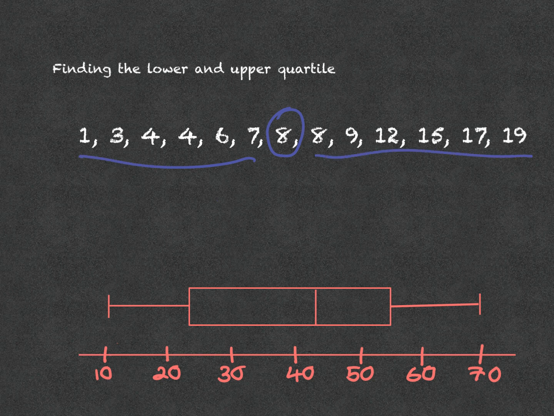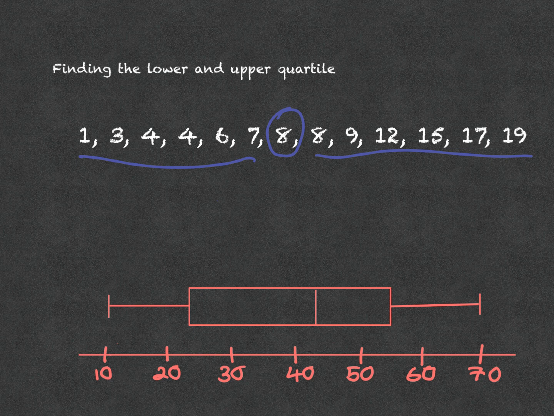So first of all, we're going to look at all the numbers under this median, and we're going to ignore the median. We're not going to count that. If there's 2 medians in the middle, so we find halfway between 2 numbers, we would count either side of it. So we have a look here and we've got 6 numbers either side.